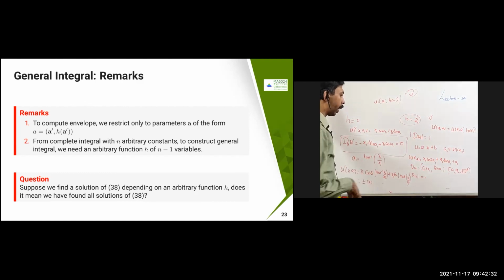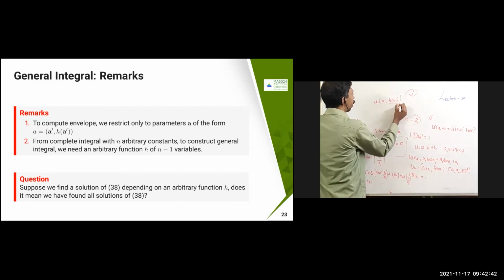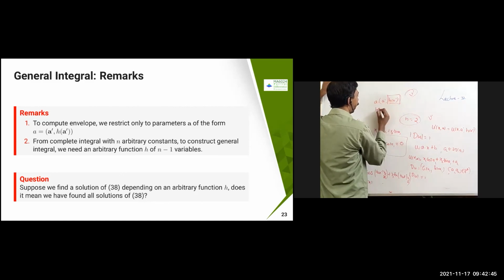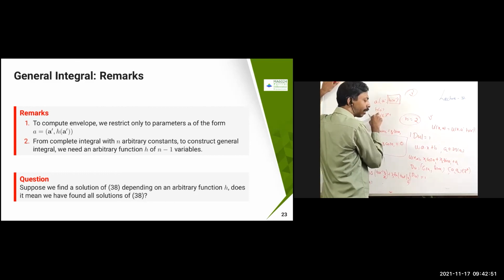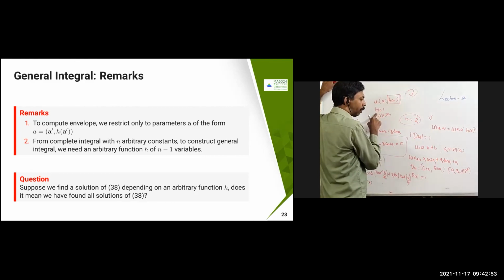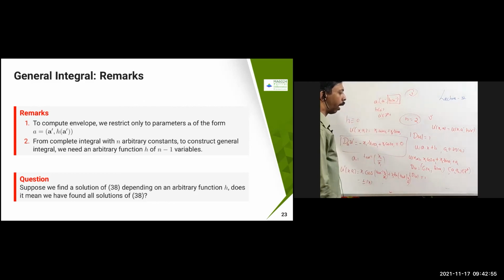From a complete integral with n arbitrary constants, you can construct the general integral. What you need is kach as a function, where a dash belongs to a subset of R power n minus 1. Therefore, you require kach as an arbitrary function of n minus 1 variables.